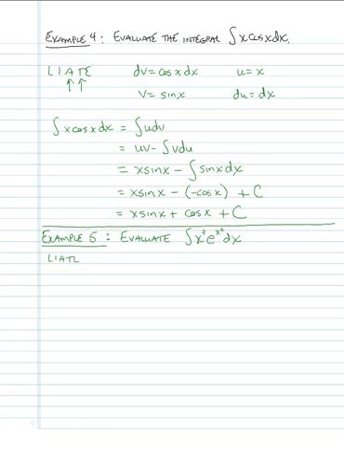If we tried to use LIATE, we're looking at an algebraic function, which is x cubed, and an exponential function, my bad, which is e to the power x squared. And so that would tell us that we're going to choose dv to be e to the power x squared dx, and we're going to choose u to be x cubed. The problem here is when we try to calculate v, we would have to know what the integral of e to the x squared with respect to x is, and that is a problem.